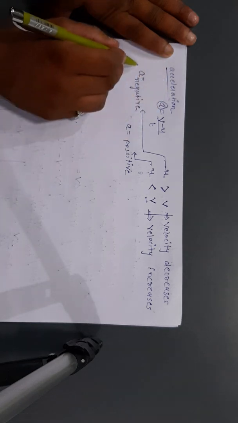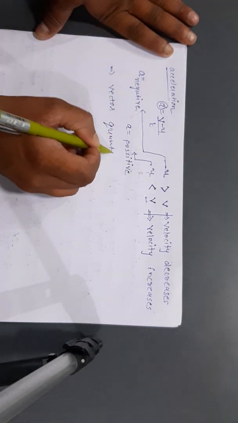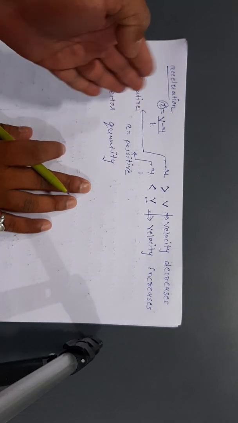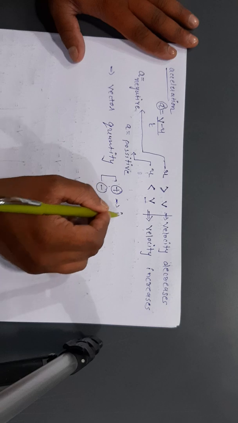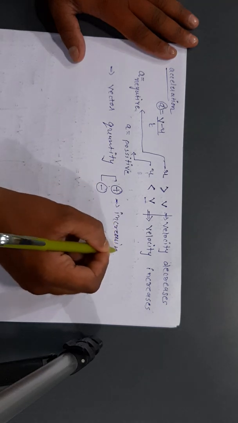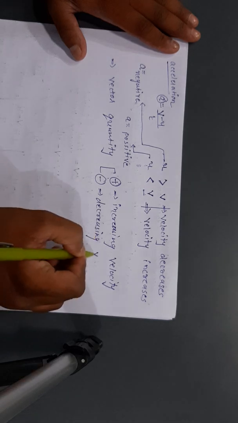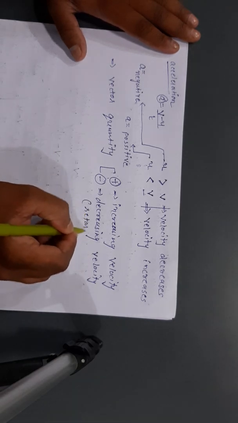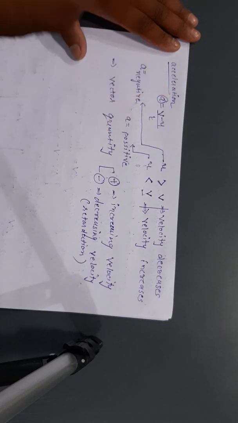So what we can say here is that acceleration is a vector quantity, and a vector quantity requires both direction and magnitude. We can easily find the magnitude, but for direction, if the answer is positive, that means there is increasing velocity. But if our answer is negative, that means there is decreasing velocity, and this decreasing velocity is also called retardation. So the negative acceleration is called retardation.